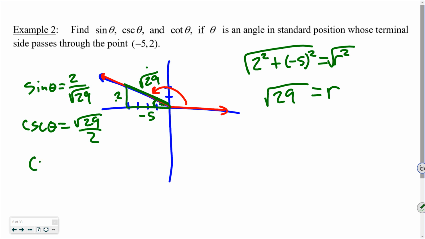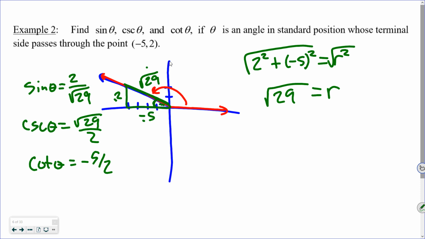And the cotangent is the reciprocal of the tangent. Tangent is opposite over adjacent, so cotangent is adjacent over opposite. So negative 5 over 2. Though we could find all 6 of them if we wanted to, but those are the 3 they asked us for.